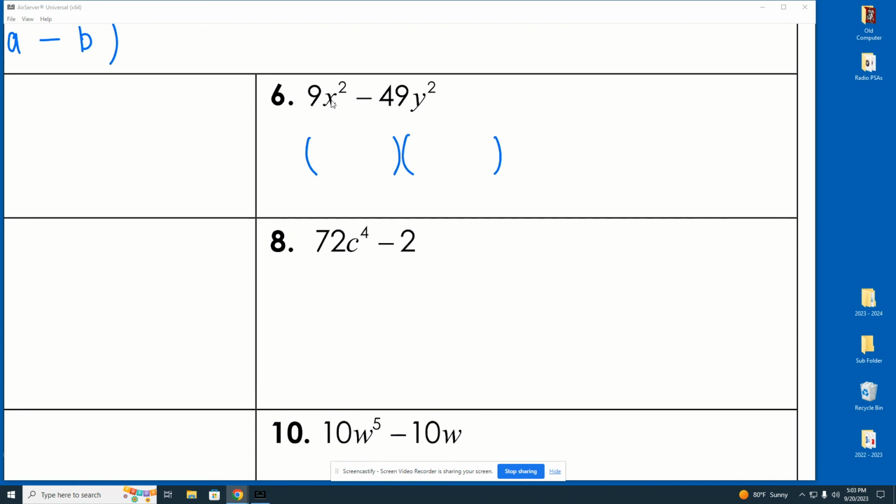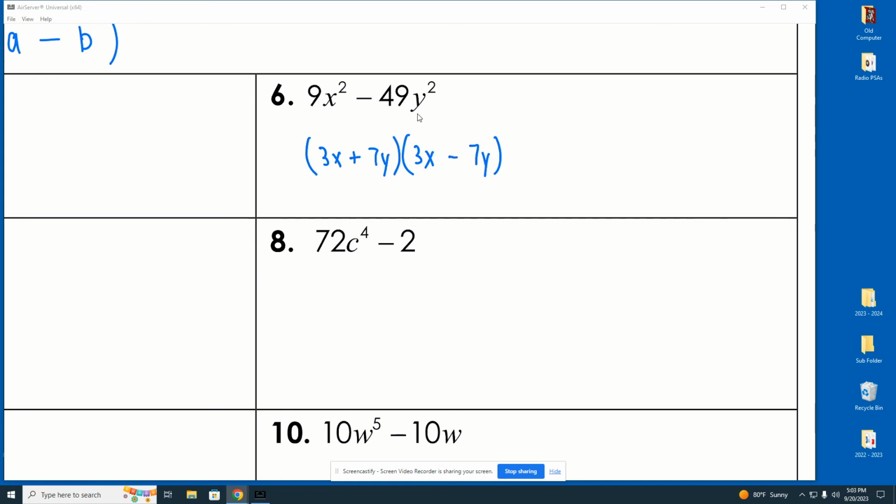What multiplies by itself to get 9x squared? Well, that's 3x times 3x. What multiplies by itself to get 49y squared? Well, that's 7y and 7y. And what's the rule? One's positive, one's negative. Done.